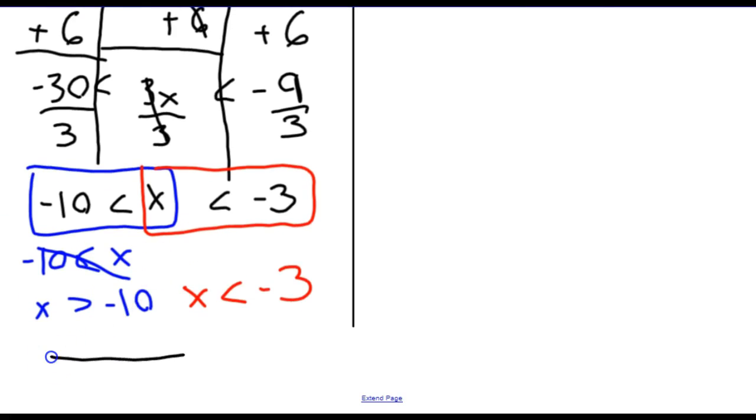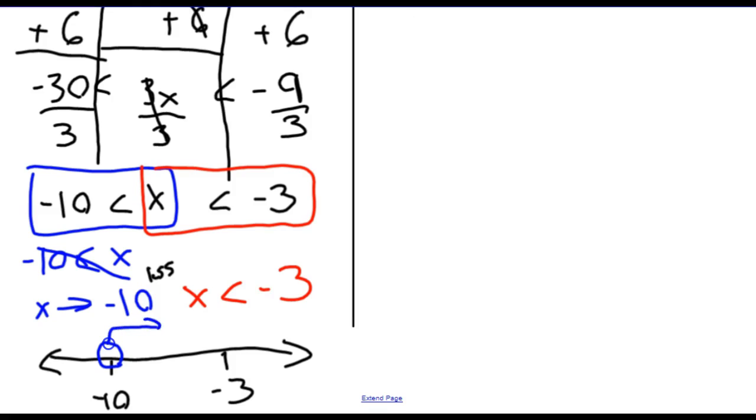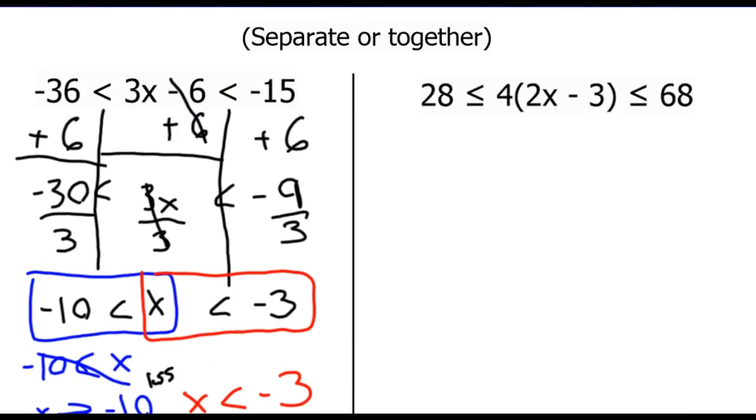So our graph, now we need to figure out which one of these is less. The negative 10 is the lesser one. So negative 10 goes on the left side, and negative 3 goes on the right side. Negative 10 has an open circle pointing to the right, and negative 3 has an open circle pointing to the left. So we have an "and" inequality. They're pointing together.